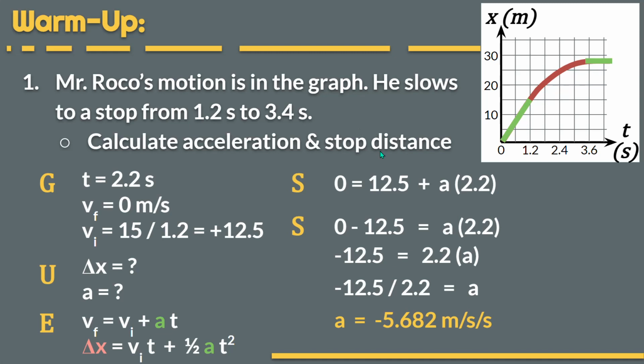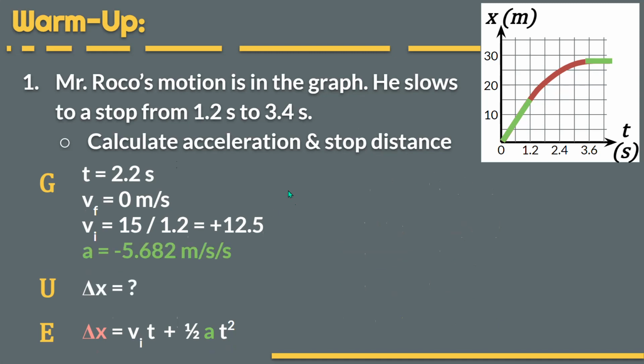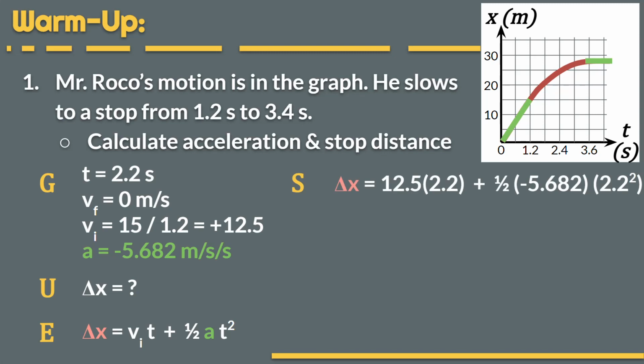The second part is his stopping distance. And again, I can find delta x with more than one equation. Because I just found acceleration, I can use this one. If you want to use the other one, that's fine too, because we could have done it either way. But with my example, I have it with this one. Delta x equals vi times t plus 1/2 times a times t squared.